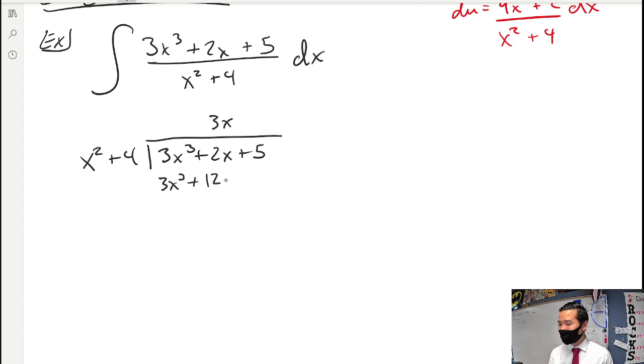Okay. 12x. Yeah, okay, there we go. Also, you're still not done, because after that, what do you do with long division? Bring down the 5. No. What do you do with this whole thing? You subtract. There you go. So the 3x cubed cancels out. You have 2x minus 12x, which would give me negative 10x. Then you bring down the 5.